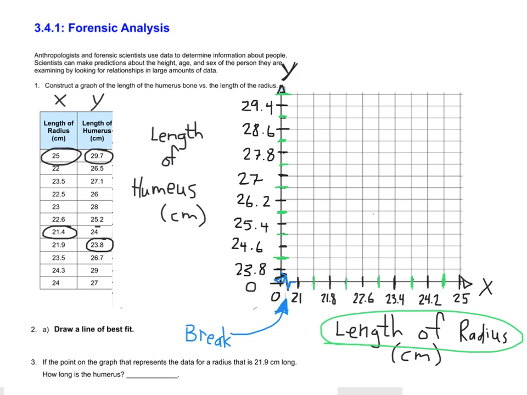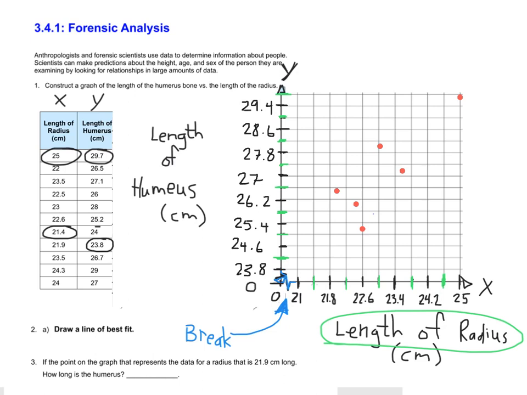Okay, so I've made use of everything. This will really zoom in on what this looks like. So I'm going to put these points in red, and let's take a look at actually labeling these points. So the first point here is 25, 29.7. It's right about there. Then the next one, 22, 26, somewhere there. Then 23.5, 27.1, right about there. Then I have 22.5, 27, right about there. 23, 28, right there. Then I have 22.6, 25.2, right there.